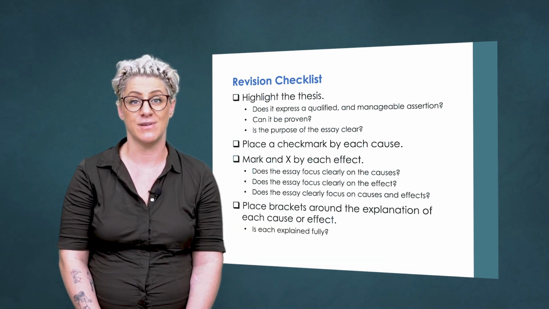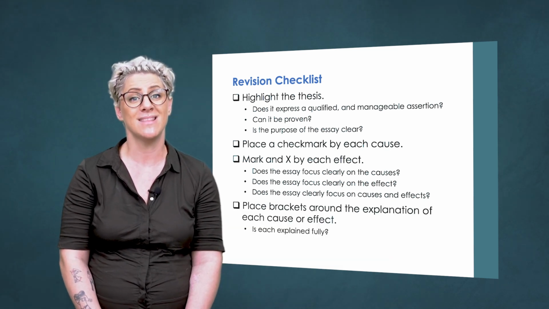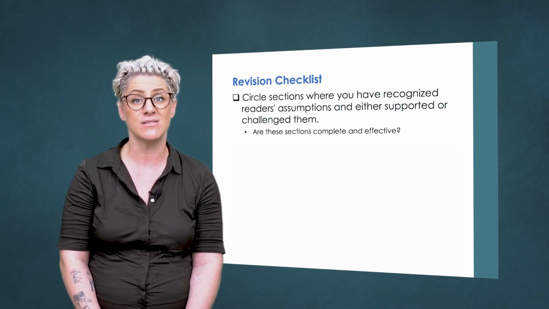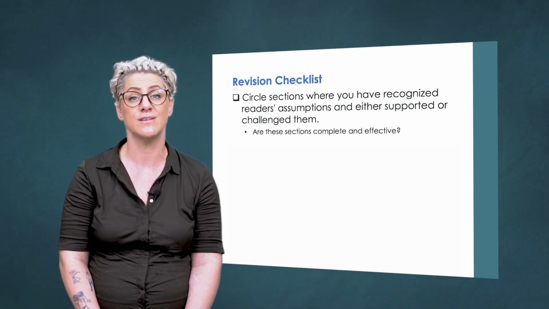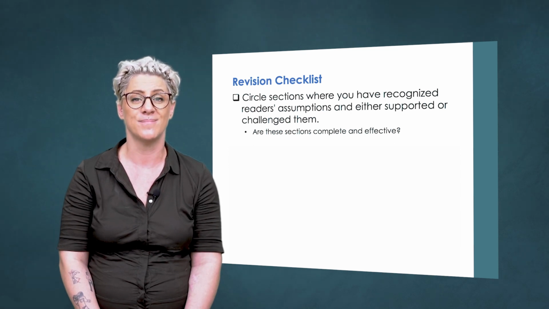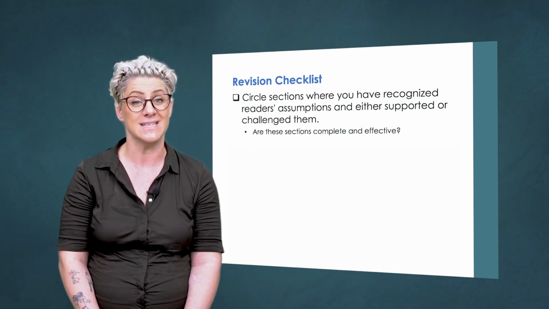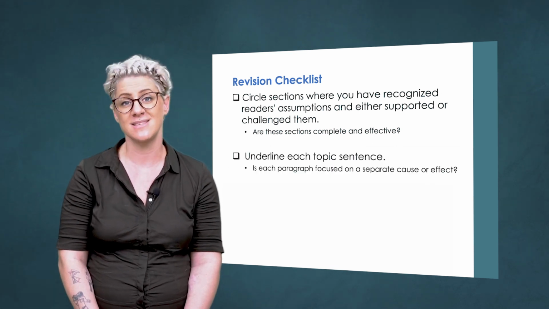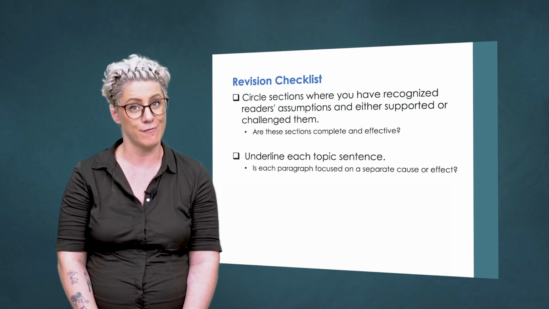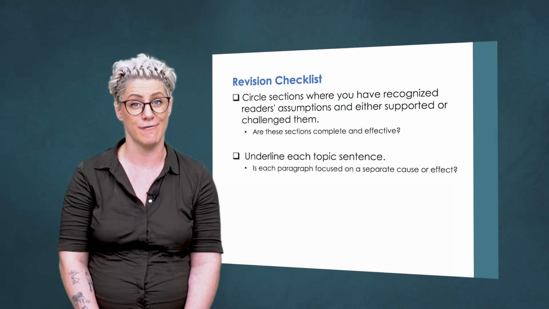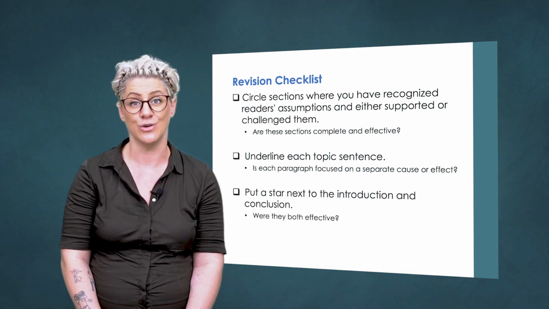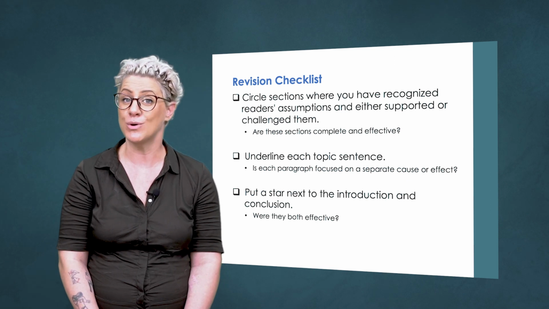Place brackets around the explanation of each cause or effect and think: Is each explained fully? Circle sections where you have recognized readers' assumptions and either supported or challenged them and think: Are these sections complete and effective? Underline each topic sentence and think: Is each paragraph focused on a separate cause or effect? Put a star next to the introduction and conclusion and think: Were they both effective?